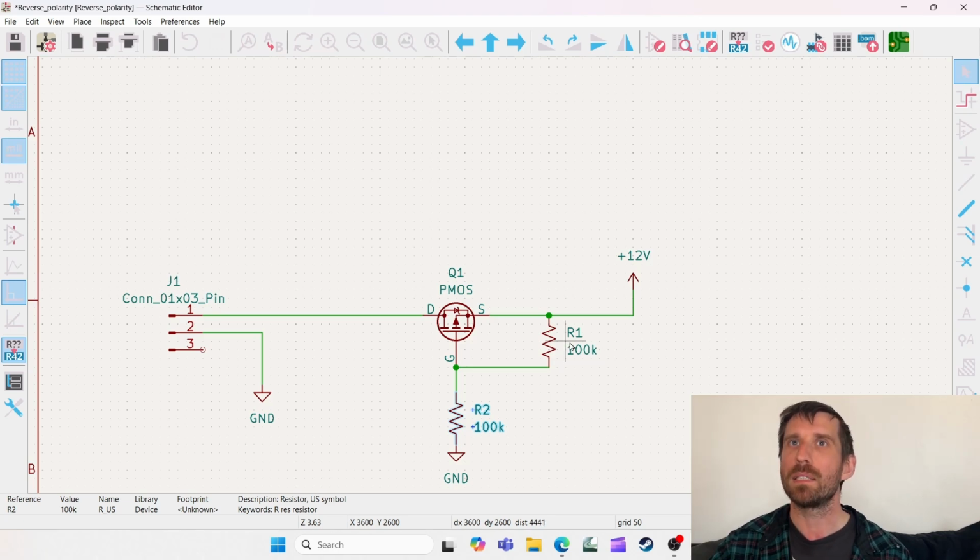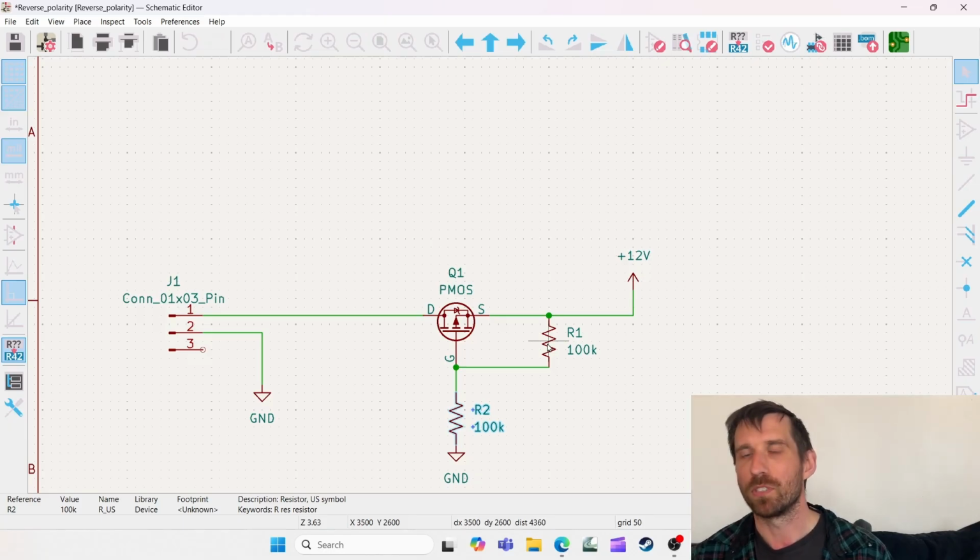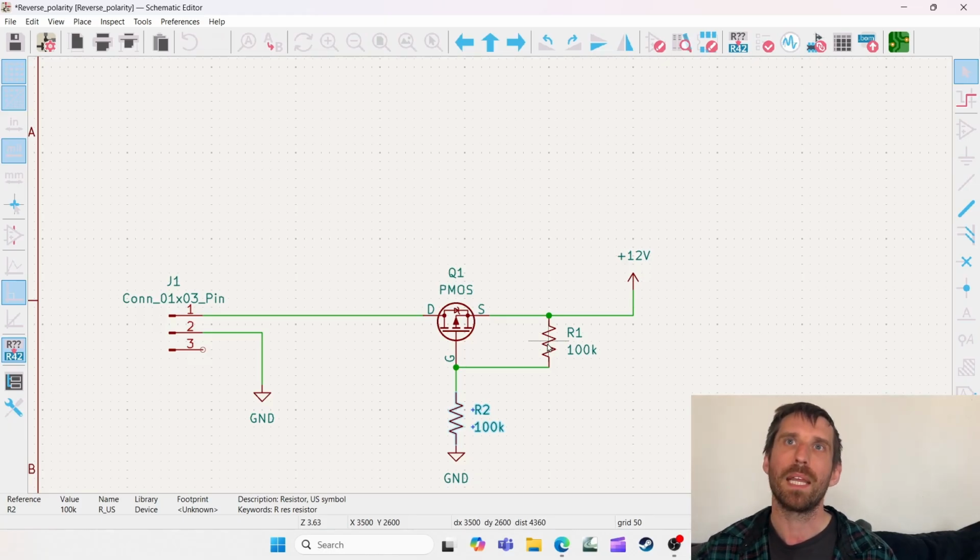You may, instead of having a resistor right here, have a Zener diode. You would want that if your voltage is really high, because there's a spec for how high VGS can be. In this case, it's VSG, because it's a P channel. So that's how to do this.